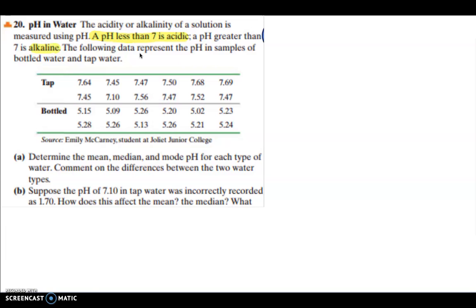And the following data is going to represent the pH in samples of bottled water versus tap water. Each one of these represents a data point that was observed or gathered. We want to determine the mean, median, and mode pH for each type of water, and then we'll talk about their differences. Okay, and this is where I want to introduce StatCrunch.